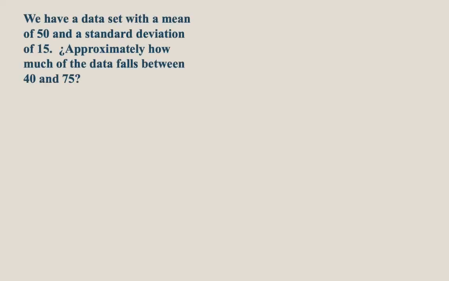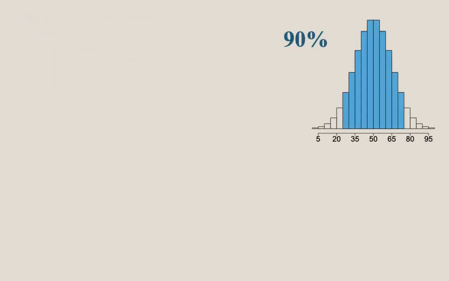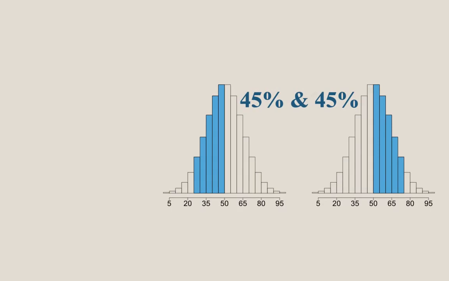We have a data set with a mean of 50 and a standard deviation of 15. Approximately how much of the data falls between 40 and 75? So the first thing we're going to note is 90% of the data is captured within 5/3 of a standard deviation above and below the mean. A third of 15, the standard deviation, is 5. 5/3 then would be 25. So 25 above and below from 50 would take us up to 75 and down to 25. 90% of the data falls within this range. As we saw above, if we split this at the mean, then 45% of the data falls from 25 to 50, and the other 45% falls from 50 to 75.